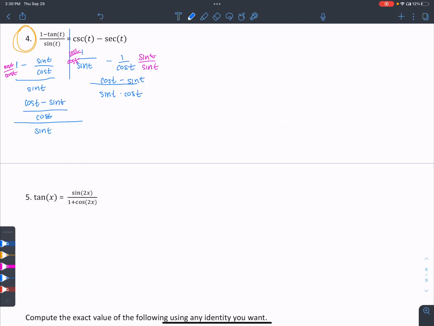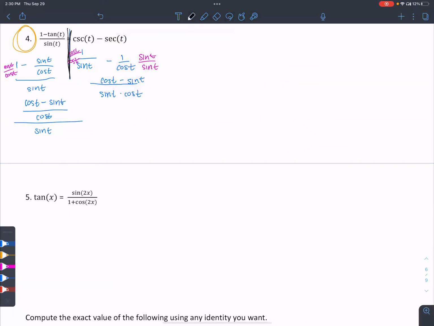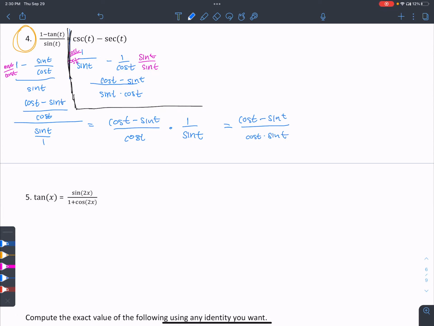I'm going to go back over, I should make these a different color. Let me split these. So I'm going to go back over here now, and I'm going to keep, change, flip. So (cosine t minus sine t) over cosine t times sine t over 1 times 1 over sine t. And then there we have it. Okay, so I have made them look the same now, and so that is good enough, and I am done.